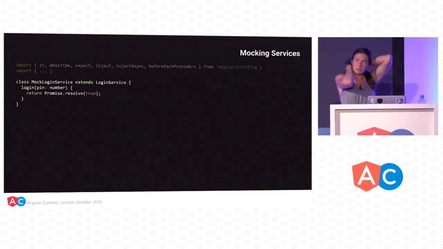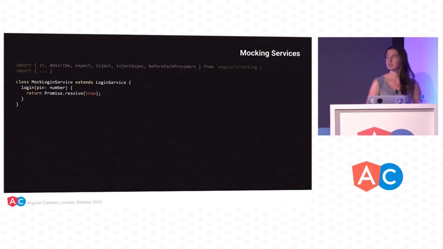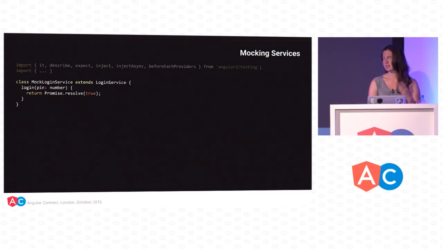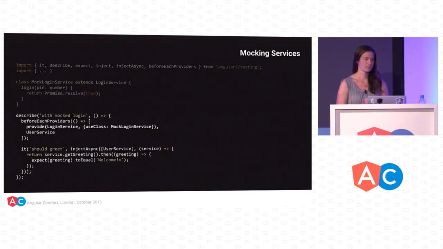And we can do this by creating a little service inside the file, a mock login service, which just extends from our usual login service. And this returns immediately. It returns a promise, so it's still asynchronous, but it's not spending a whole second doing the operation. And we're always going to resolve to true. We're not even going to check the pin here.